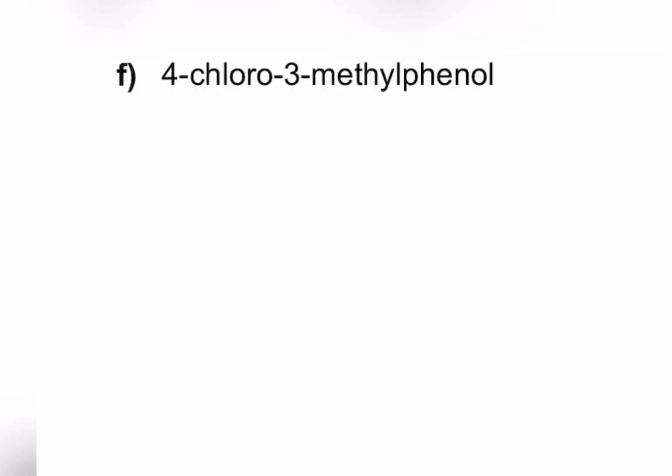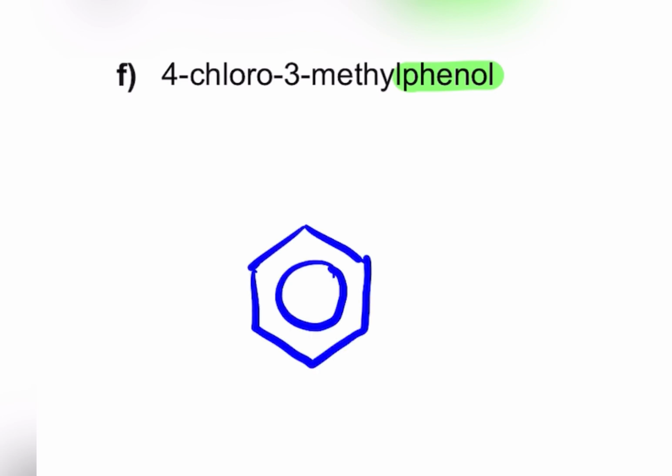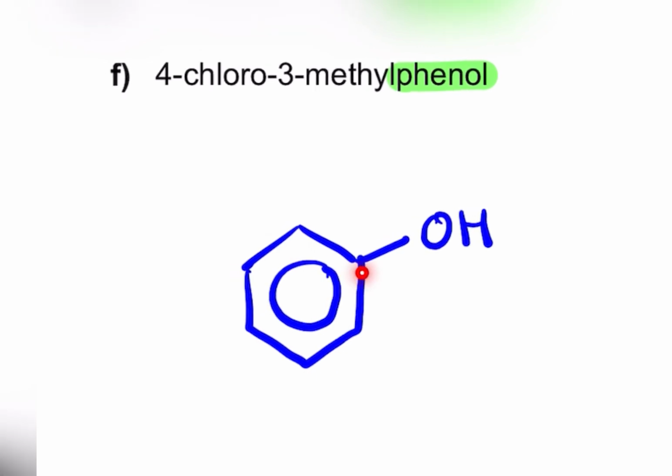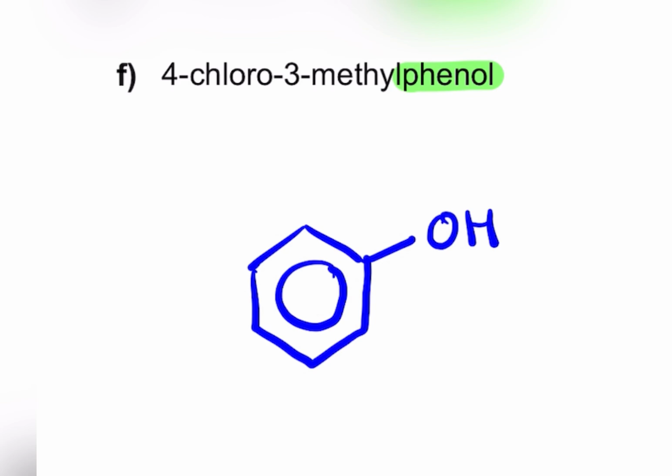And last one, I got F. In this case, my parent is phenol. How I want to draw this one, same as before, you are going to draw benzene attached to OH. So automatically this carbon will be carbon number 1. And if I want to go up, I'm going to get my numbering like this one.